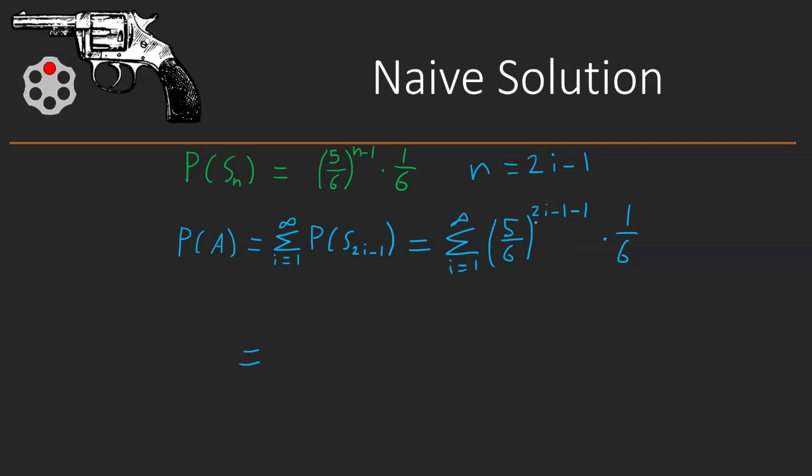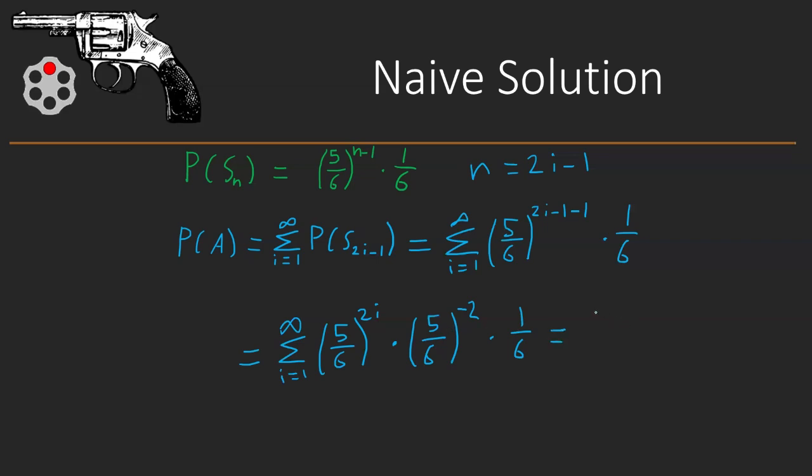First of all, we can see that this is 2i minus 2. So we can change this expression to look like this, where we say that this is 5 over 6 to the power of 2i multiplied by 5 over 6 to the power of minus 2 multiplied by 1 over 6. Why did I do this? Because now it's clear that this is constant, so we can just move this outside the sum. Right?